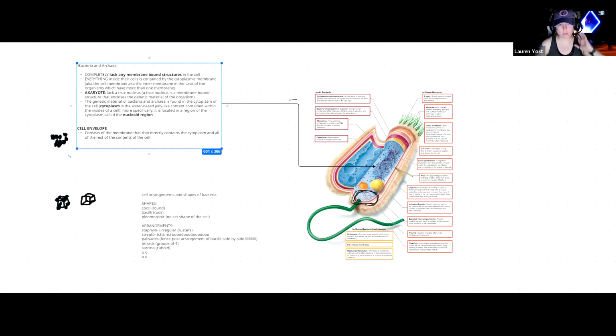So it includes that, the inner membrane, the cytoplasmic membrane, plus any cell wall that might be on the outside of the cell. So if we're talking about cell wall, I'm going to come back to that one in a minute, actually. And then plus any outer membrane, which we see in gram-negative bacteria only. Okay, so I want to talk about the outer membrane.